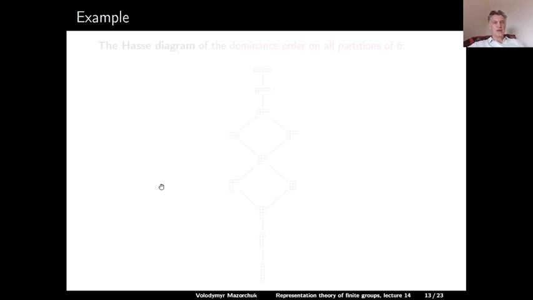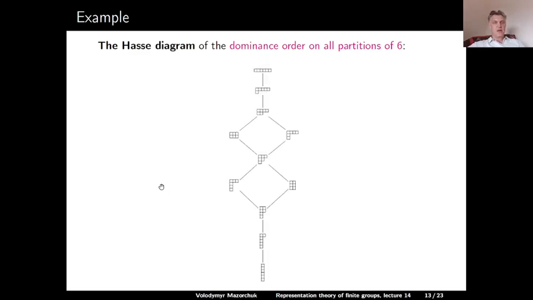So here is an example. This is the Hasse diagram of the dominance order on the set of all partitions of 6. So the partition 6 is the maximum element, and then the next one is 5,1, then the next one is 4,2, and then in the next layer we have both 3,3 and 4,1,1. So these two partitions are not comparable. The dominance order is not a linear order. In the next layer we have 3,2,1, then we have 3,1,1,1 and 2,2,2, then we have 2,2,1,1, then we have 2,1,1,1,1, and the minimum element in this order is 1,1,1,1,1,1.